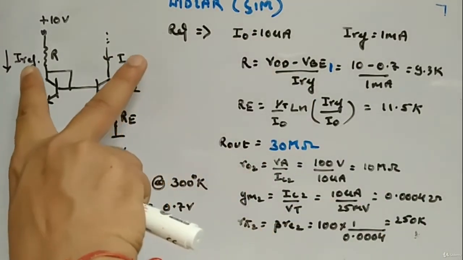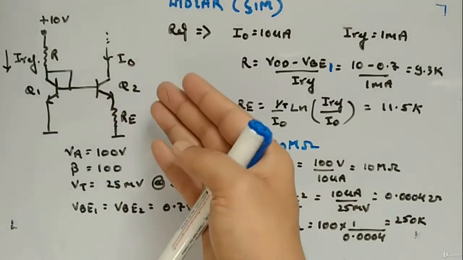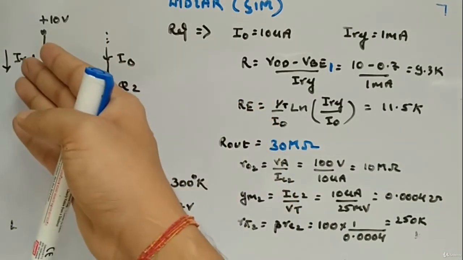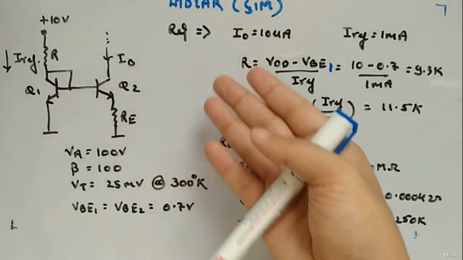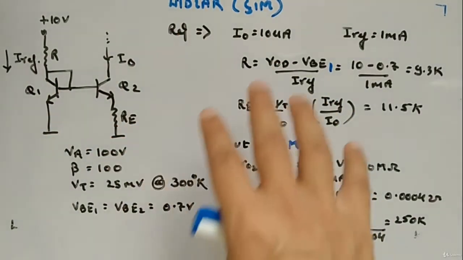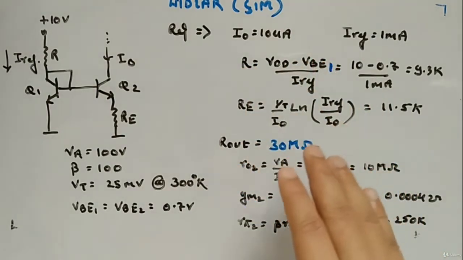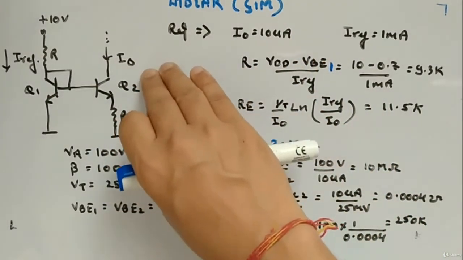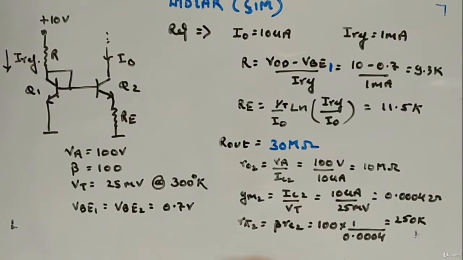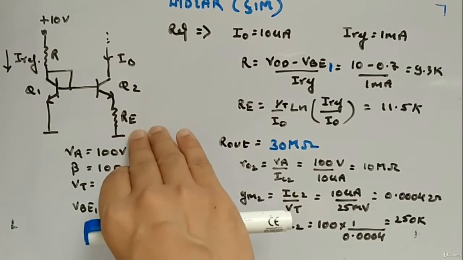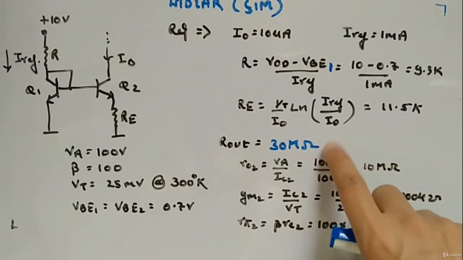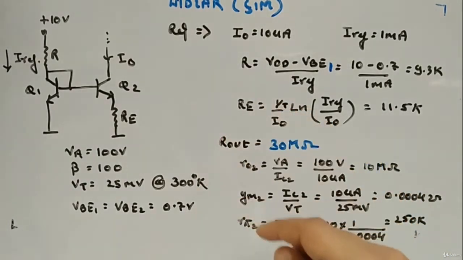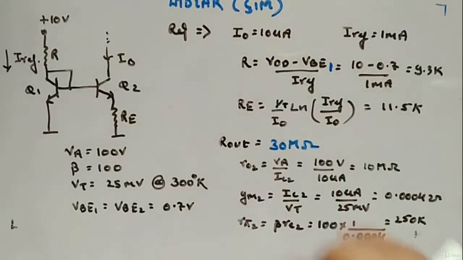Mind you, we can now generate a current different from IREF. I naught is different from IREF, and that's the reason we use Widlar. Whenever we want to generate a current different from IREF, we use Widlar. By attaching RE, you can also get high output resistance. So that is the benefit of Widlar. Now let's see the results in simulation.